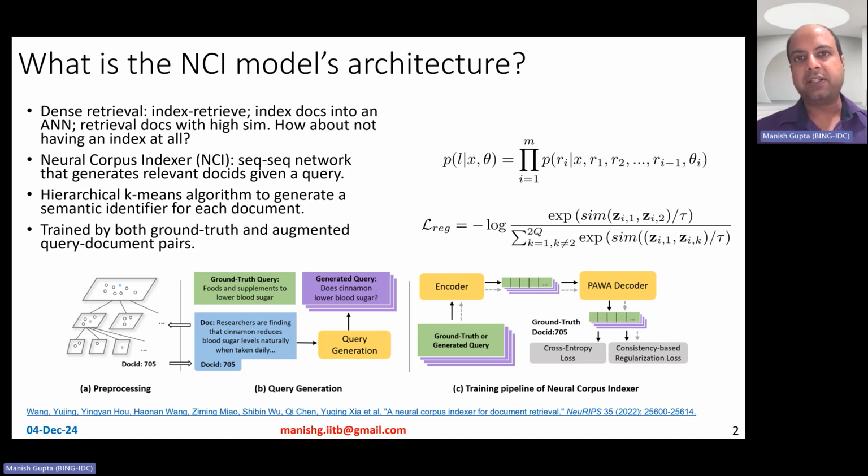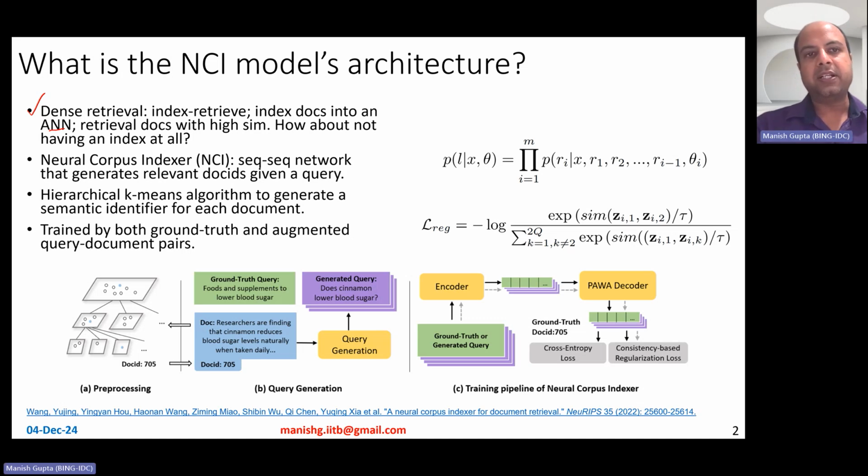Remember, in sparse retrieval, the idea is to index documents using an inverted index and then do a token-wise lookup given a query. In dense retrieval, the idea is to index the documents into an approximate nearest neighbor index, and then when a query comes in, you retrieve documents with highest similarity by doing a similarity search on this approximate nearest neighbor lookup index.